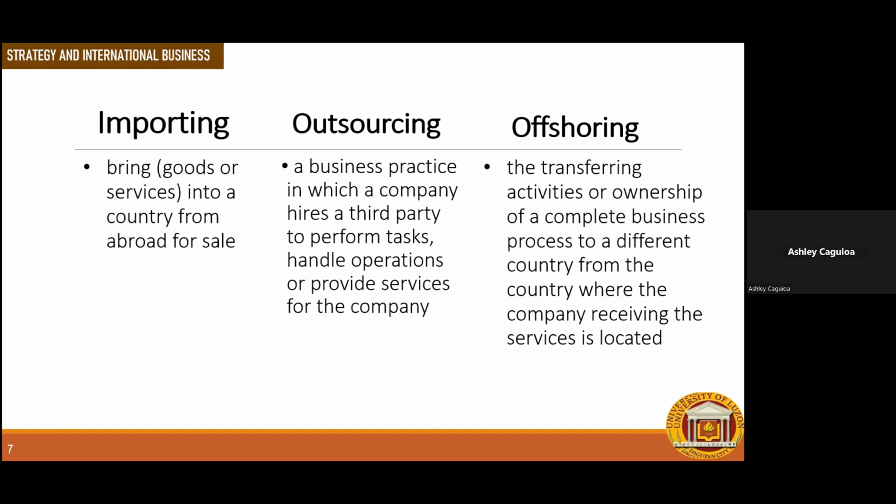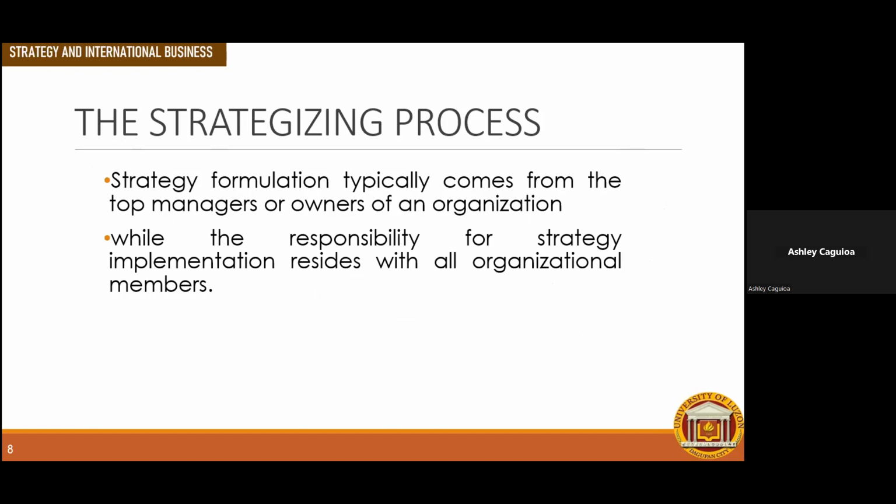Okay. Next, we have the strategizing process. Strategy formulation typically comes from the top managers or owners of an organization, while the responsibility for strategy implementation resides with all organizational members. So, who decides the strategy? Of course, it comes from the owners, top managers, or the head of an organization. So, who implements the strategizing process? Organizational members, or employees and staff.